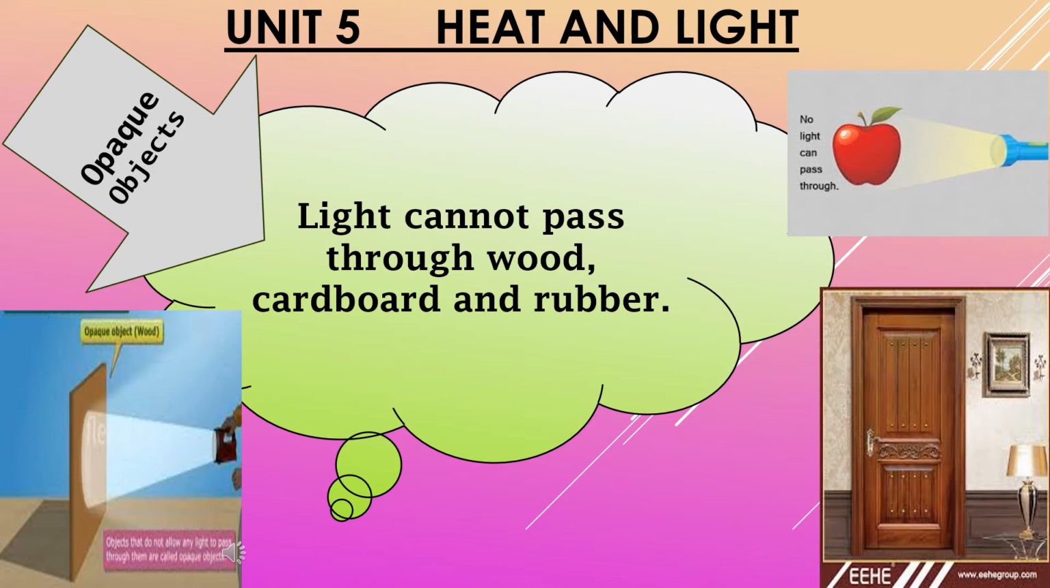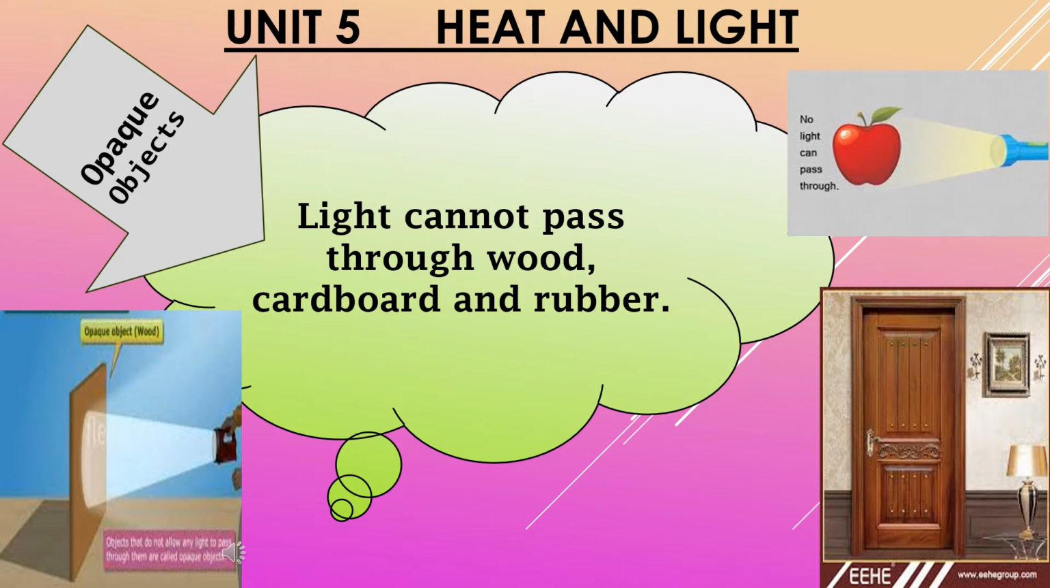Okay, dear students, the next type of objects we have learnt about was opaque objects. I hope you have learnt about opaque objects by doing an activity also. So, let's talk a little more about opaque objects. Light can pass through some of the objects. These objects are called transparent objects, I told you. But there are some objects through which light cannot pass through.